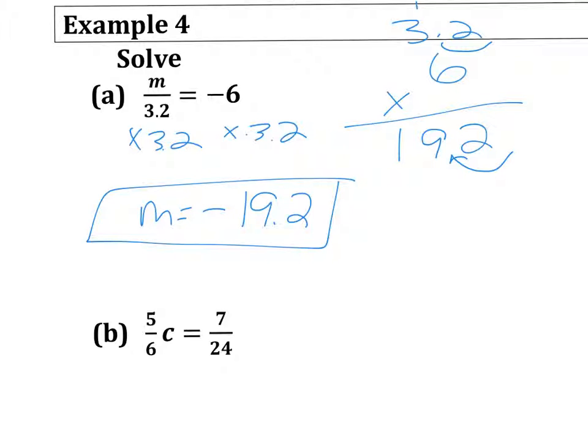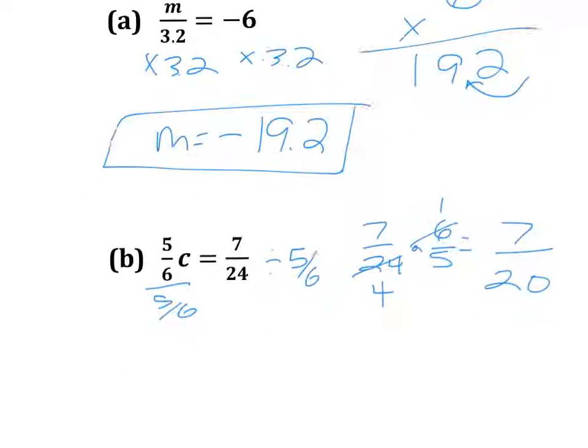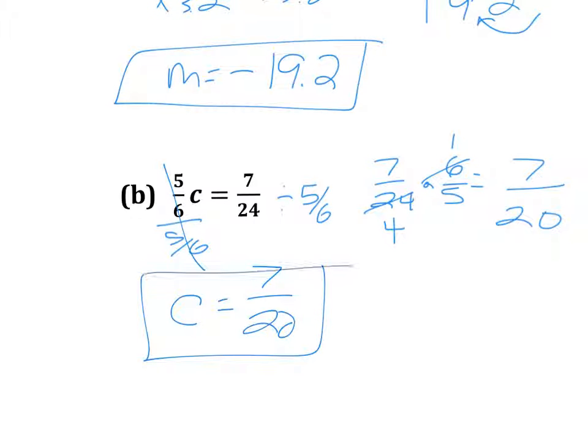For B, on both sides, I would divide by 5/6. So I'm really doing 7/24 times 6/5. I can simplify the 24 and the 6, take out a 6 on both of those. 6 divided by 6 is 1, 24 divided by 6 is 4. Now when I multiply straight across, I get 7/20. So I know I have C equals 7/20 as my answer.